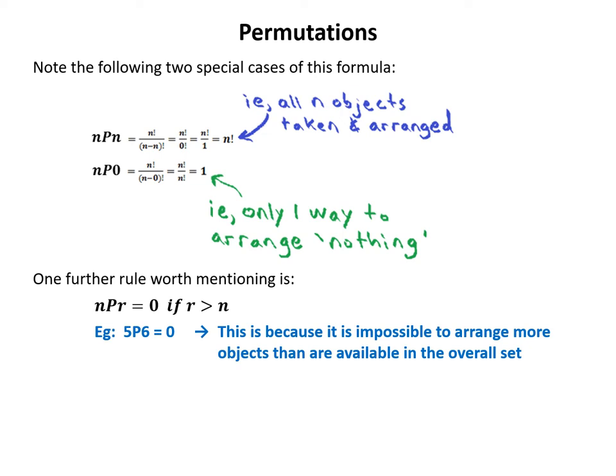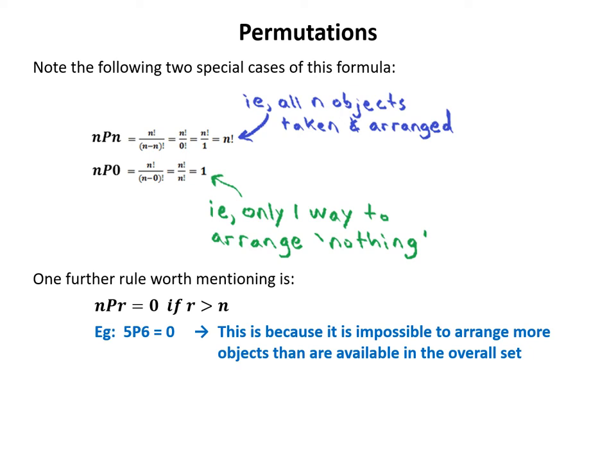The other special case is if you have nP0. If we use the formula that we just established, we would get n factorial over n minus 0 factorial, which would give us n factorial over n factorial, which equals 1. And the reason that the answer for any nP0, or permute 0, is equal to 1 is that there's only one way to arrange nothing. It's just the empty set.